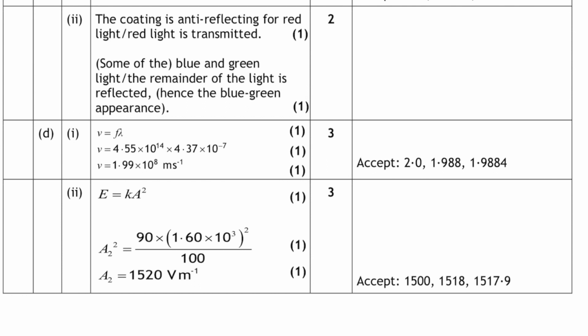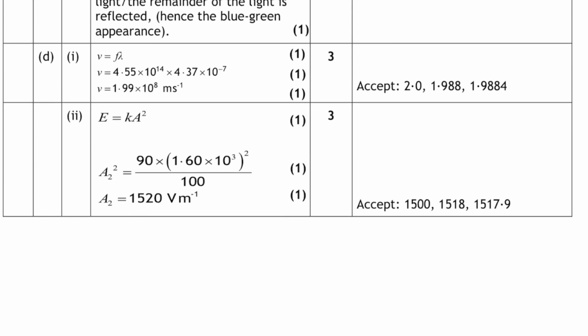There's the marking instructions for part D. It looks like 2 easy 3-mark calculations there, but pretty tricky in terms of figuring out what values to put into those relationships. And of course, what's your units?